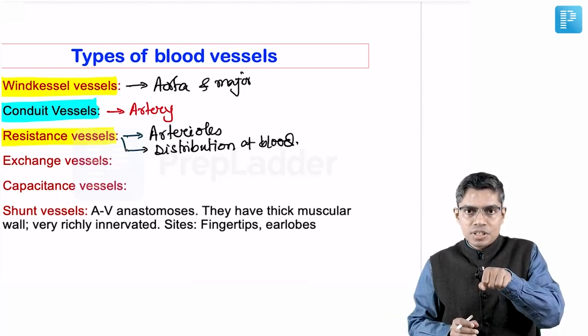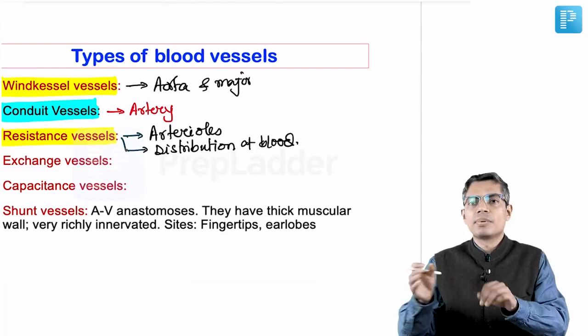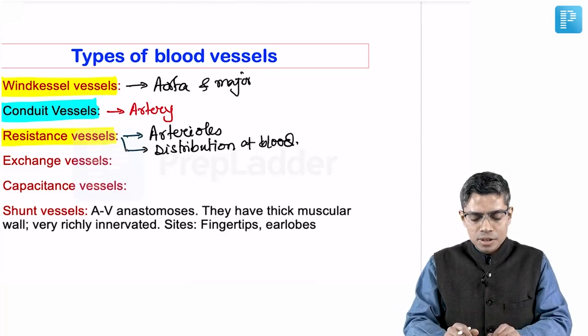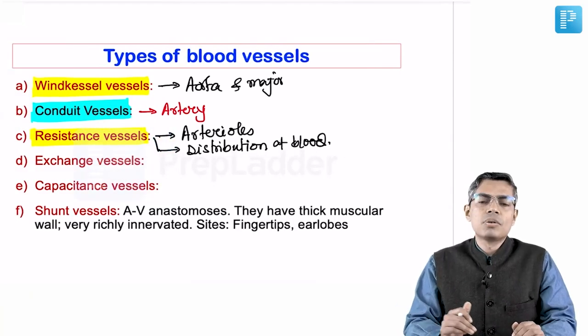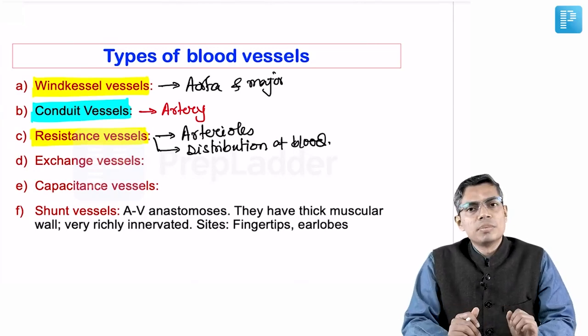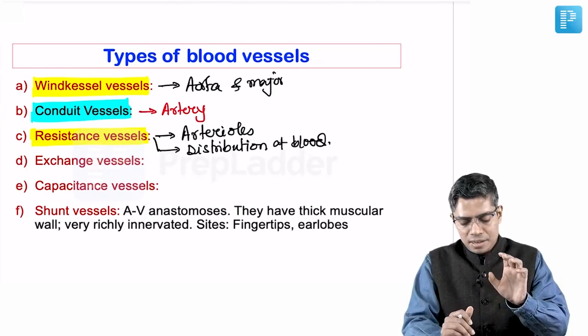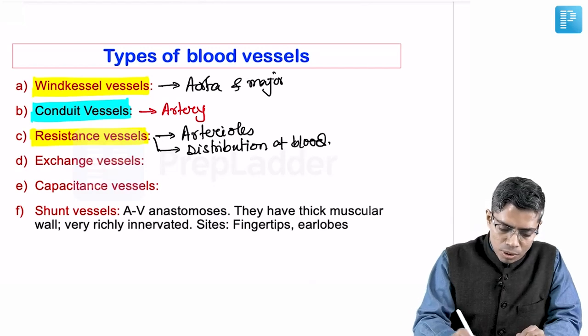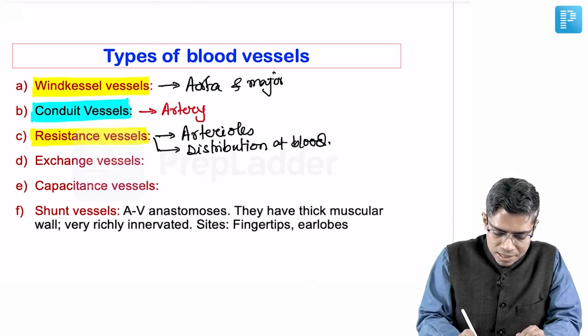But if this causes constriction of this arteriole, then less blood flow will be diverted to that organ, right? So this way, arterioles are also responsible for distribution of blood volume in different parts of the body by constriction and relaxation, right?